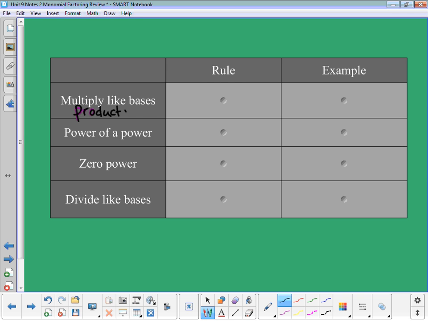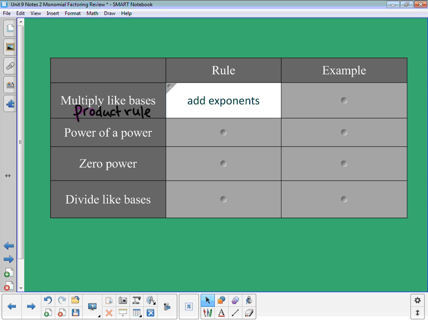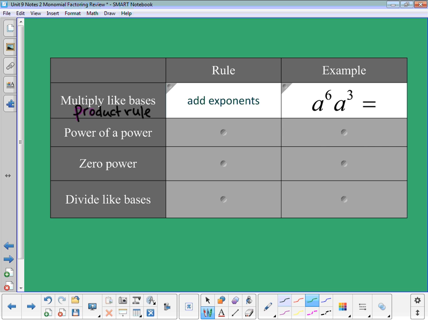Product rule. When we're multiplying things with like bases, we need to add their exponents. And for an example, if we had a to the 6th times a to the 3rd, that gives us a to the 9th.